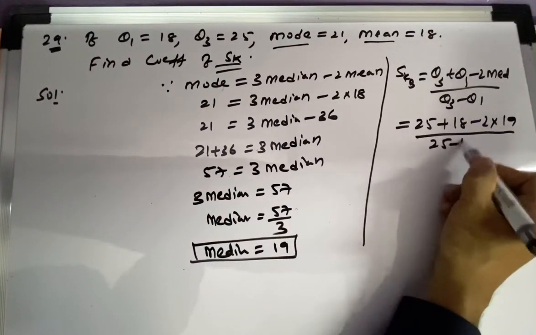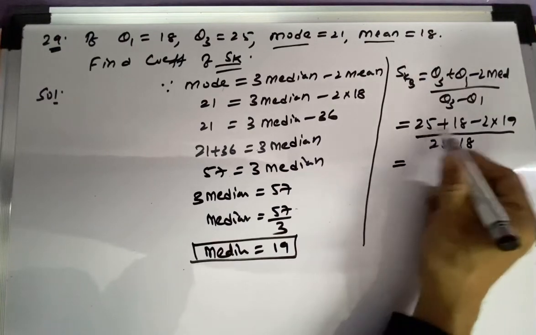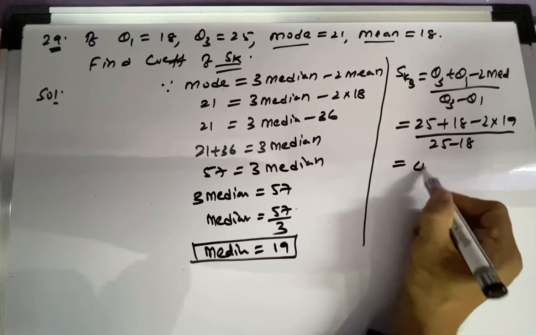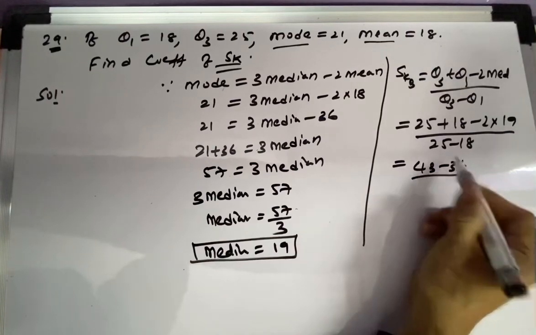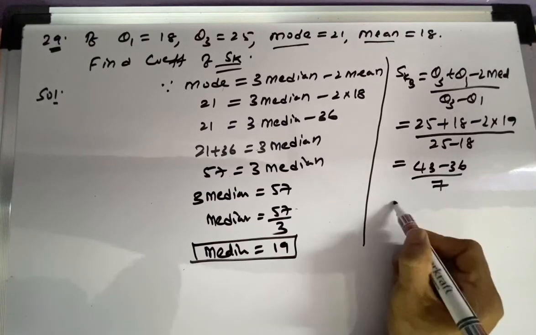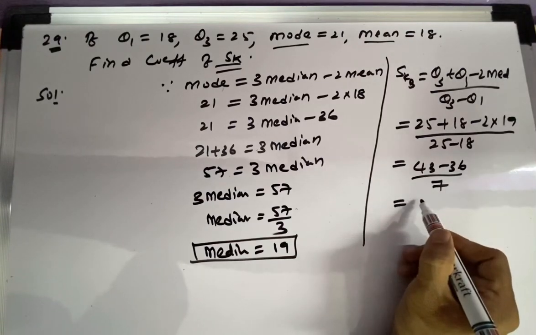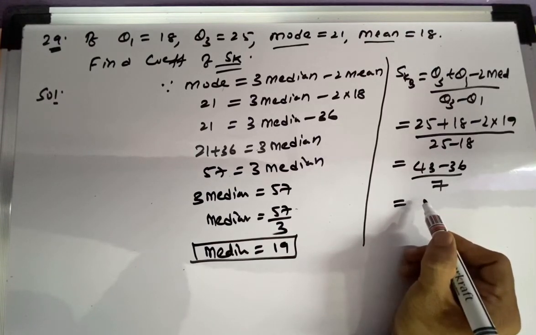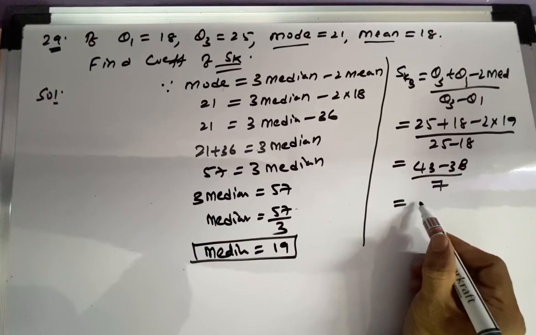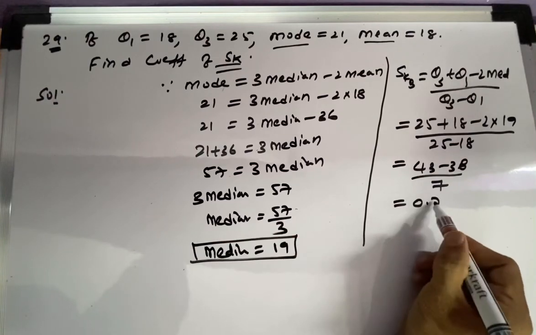25 minus 18. Now 25 plus 18 is 43, minus 38, divided by 7. So if you calculate this one, you will get the value 5 by 7. So this is 0.7 you will get.